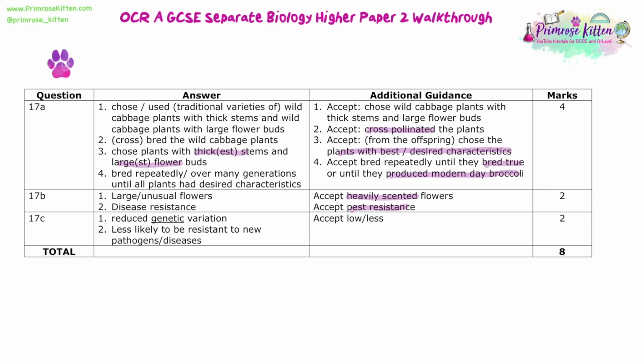For 17C, you have to say genetic variation. It can be reduced, it can be low, it can be less, but you have to say the word genetic before variation to get the mark for the first one. And then less likely to be resistant, and it can be to new pathogens, diseases, whichever one you chose, but you have to say genetic variation there.